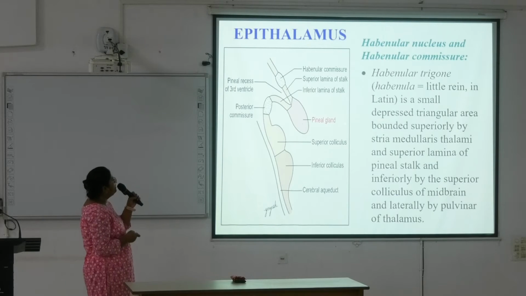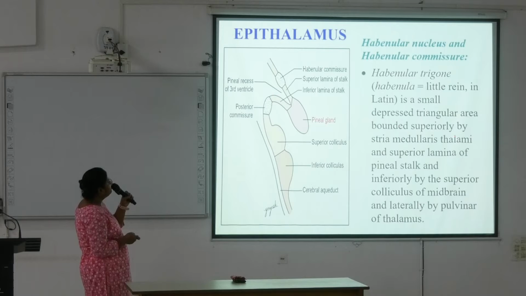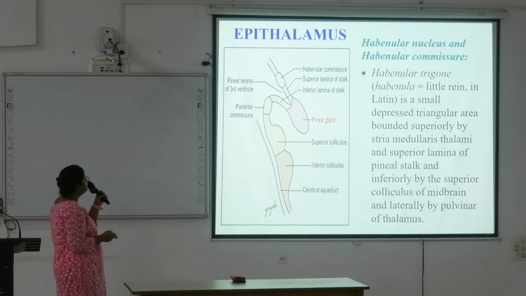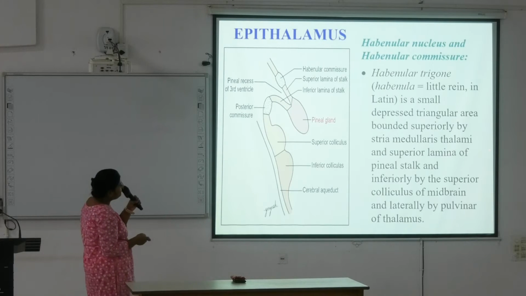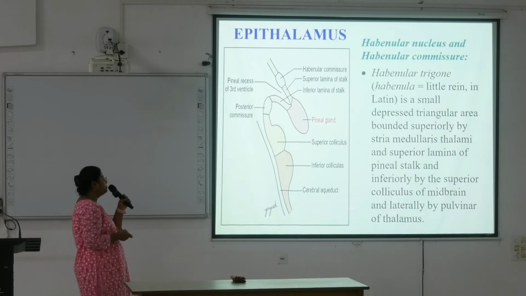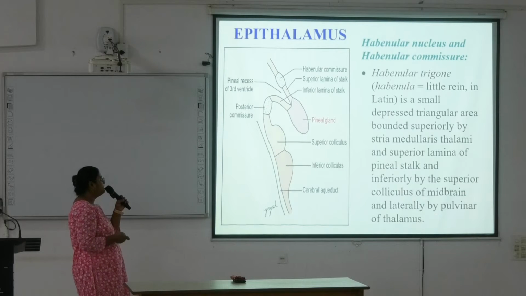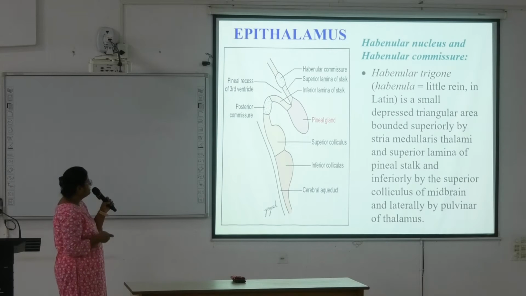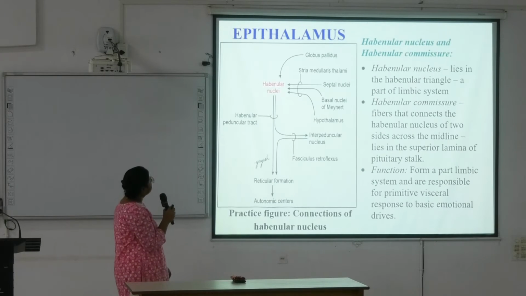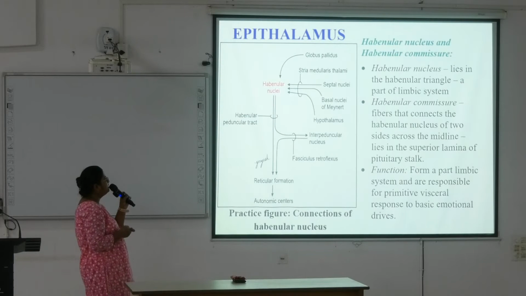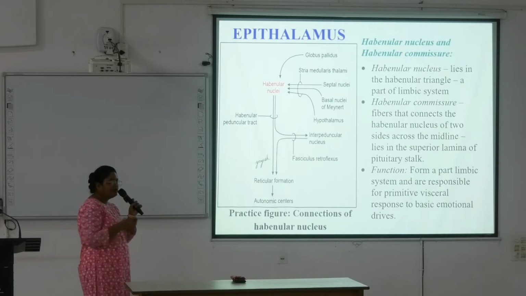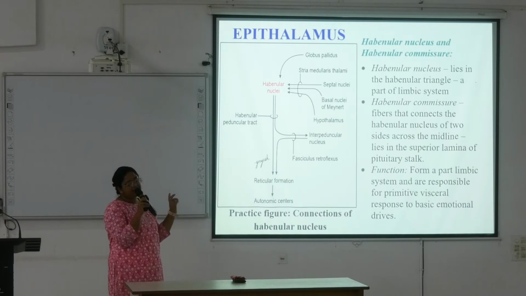It is a small depressed triangular area bounded superiorly by the stria medullaris thalami and the superior lamina of the pineal stalk. Near the superior lamina, the habenular nuclei are located, and inferiorly it is bounded by the superior colliculus of the midbrain and laterally by the pulvinar of the thalamus. The habenular nucleus lies in the habenular triangle, a part of the limbic system. It is located mainly within the substance of the brain. From the outside, you cannot see the nuclei.